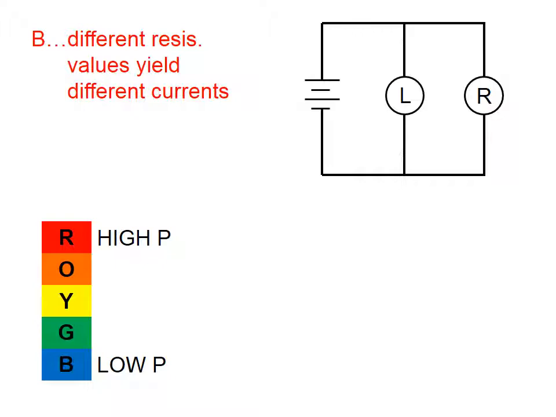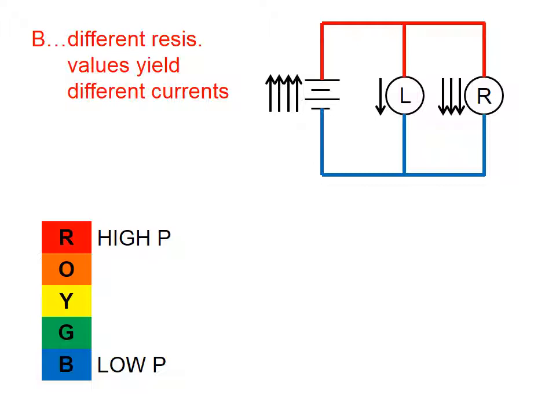Similarly, different resistance values yield different currents. If we have a long bulb and a round bulb in parallel, the long bulb has more resistance, the round bulb has less. So if we color our wires with electric pressures, we can see that we have the same push, the same pressure difference across both of these bulbs, but a long bulb has more resistance. Therefore, for the same oomph, for the same push, you're going to get less charge through a higher resistance long bulb, and you'll get more charge through a lower resistance round bulb.